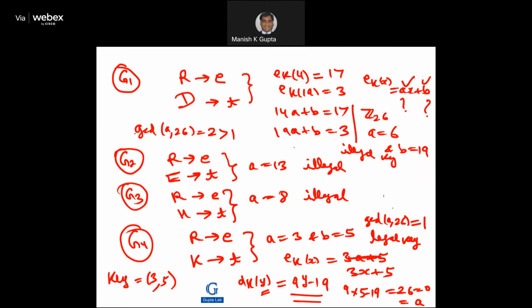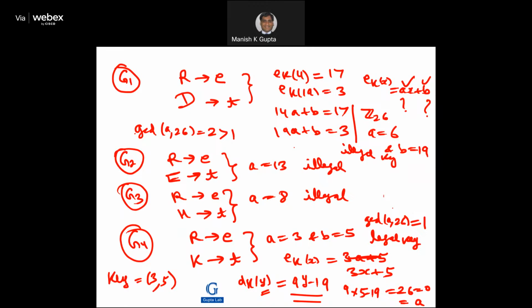Why is it an illegal key? Because the valid keys have this property that GCD of a and m should be 1. Here GCD of a and 26 is 2, because a is 6. So GCD of 6 and 26 is 2, so it is not 1. All valid keys should have GCD 1. Remember, the affine cipher has this condition. Otherwise, the decryption rule will not work. So that means this key is not going to work.